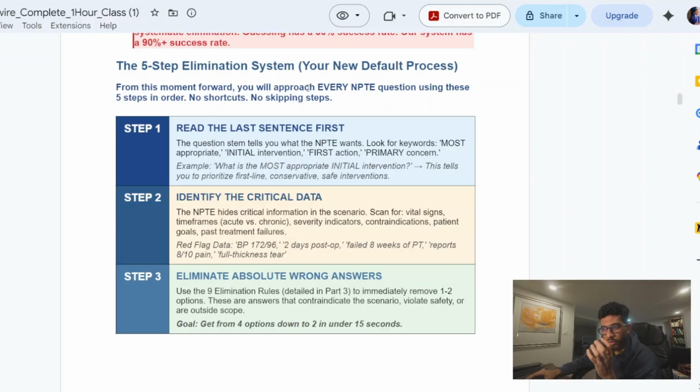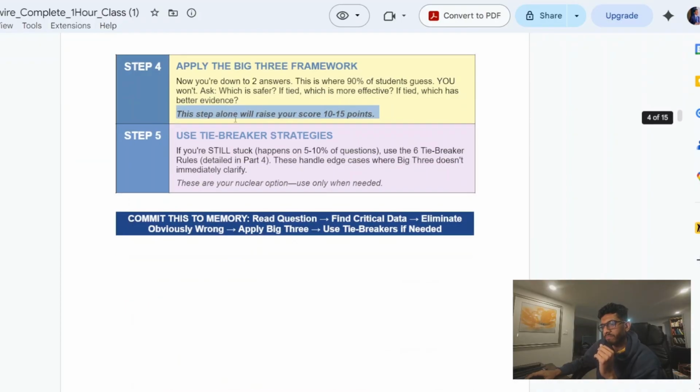From this moment forward, you will approach every NPTE question using these 5 steps in order, no shortcuts, no skipping steps. Commit this to memory, right? Read the question, especially the final part, so you will know what they actually want from you. And then you find the critical data: you scan and see what critical information is provided.